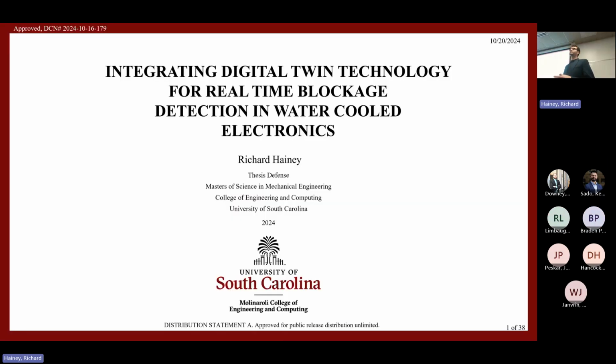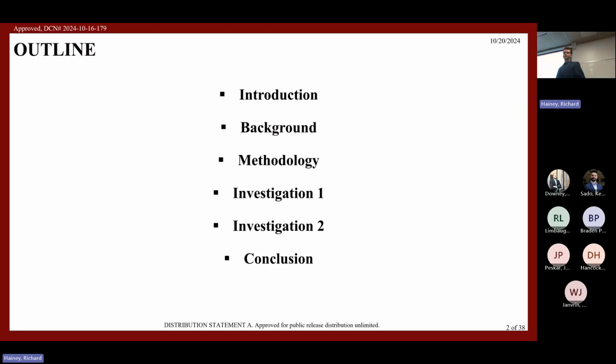I'm going to go over the subject of this presentation momentarily. Go over what digital twin technology is, what blockage detection is, why it's important, and how you can accomplish that through different means. So we'll go through the introduction, background, methodology, and two investigations that the team I work with and I went over throughout my graduate program here, and I'll finish it off with a conclusion, acknowledgement, and everything.